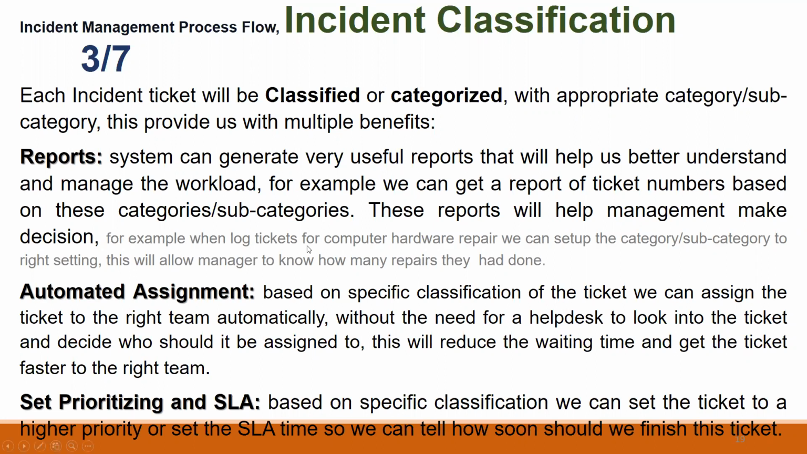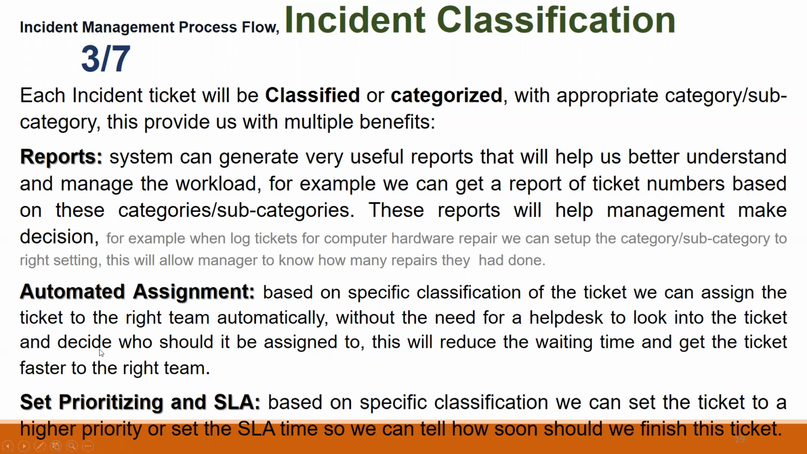So the slide here is asking a rhetorical question: why would it be good to have categories and subcategories? And the rhetorical answer is that we can make reports where we group all the things of the same category together, and we can get some statistics. We can see if certain categories of things are causing more incidents than others.